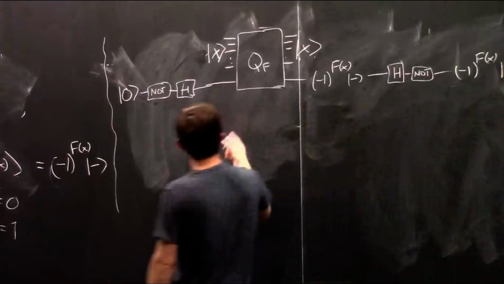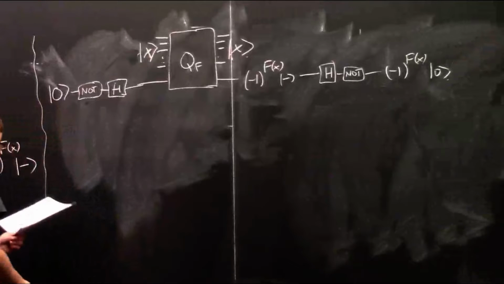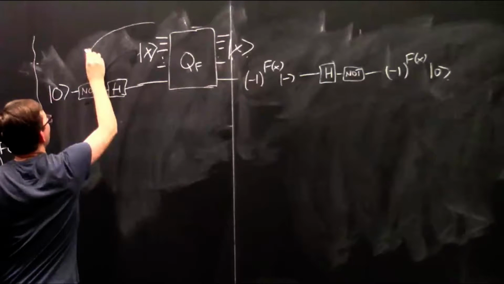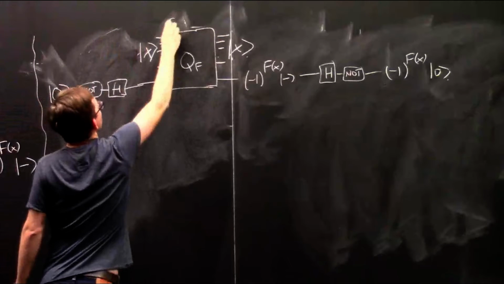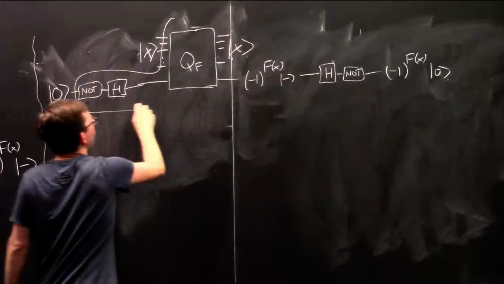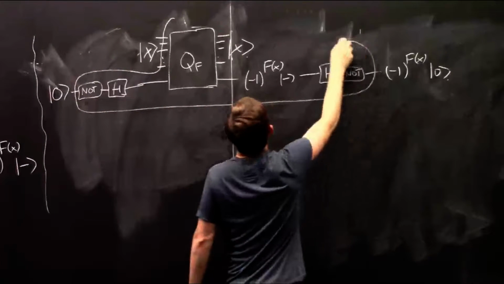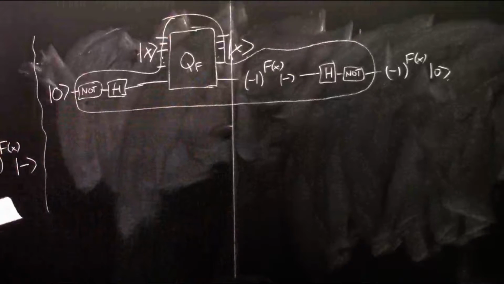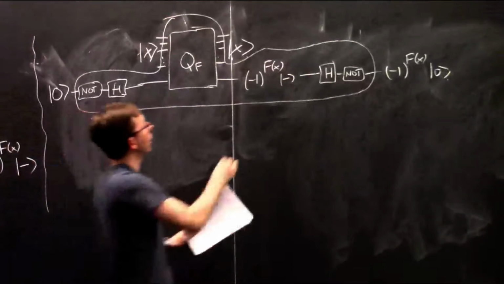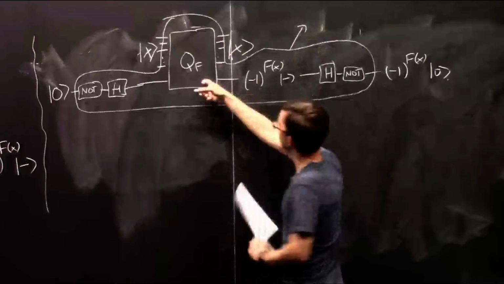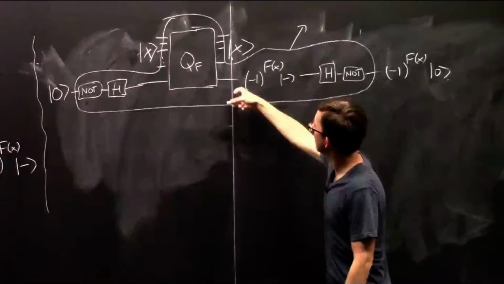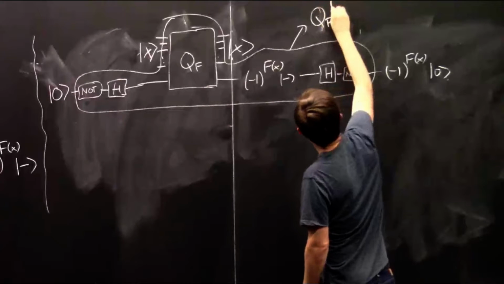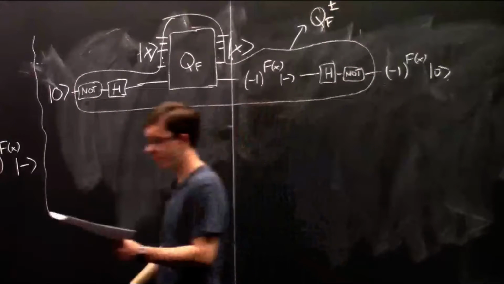OK, so to summarize, let's take this piece. And I'm going to call this circuit, it's basically QF, but just with this Hadamard and NOT attached in appropriate ways on the input and the output. I'm going to call it QF plus or minus. It's just a name for the circuit.